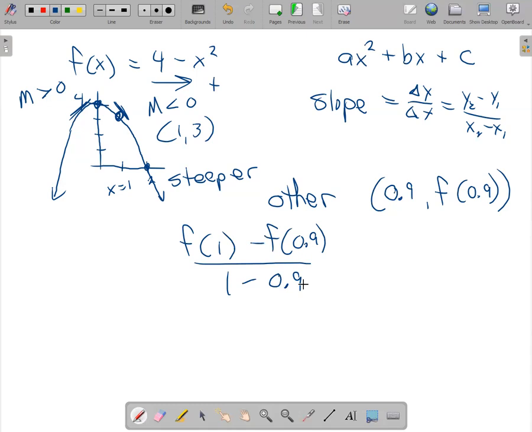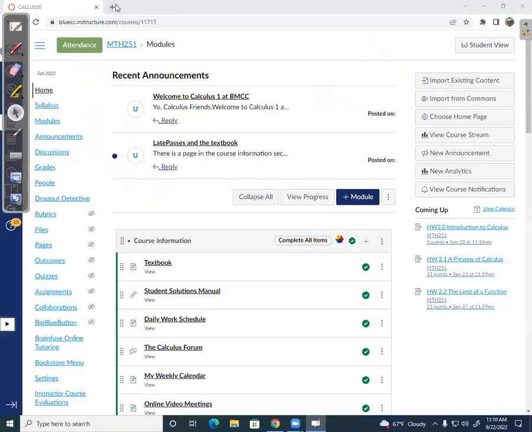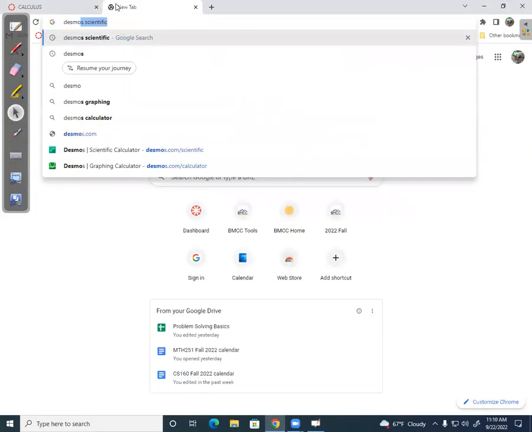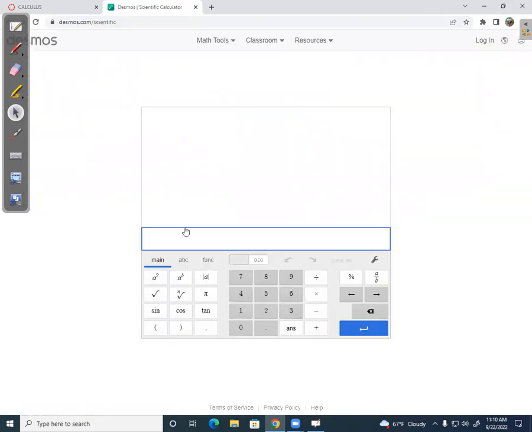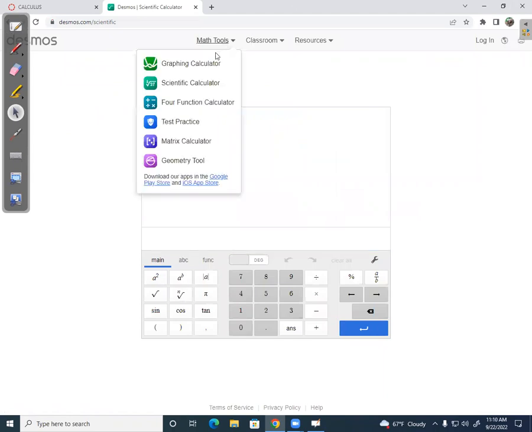All right, whip out a calculator so that we can agree on what the slope is near the point (1, 3). I'm going to use Desmos graphing calculator. That's scientific, not a graph.